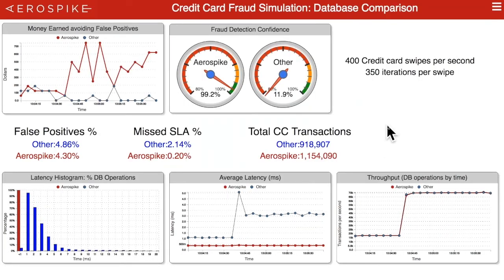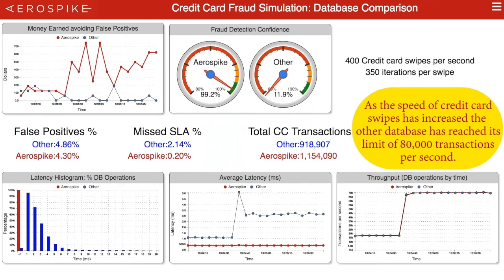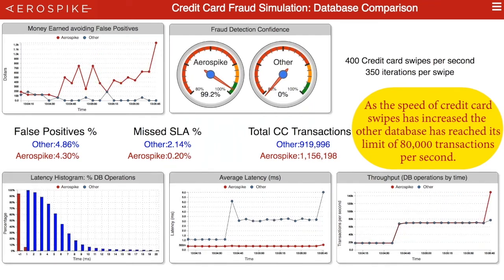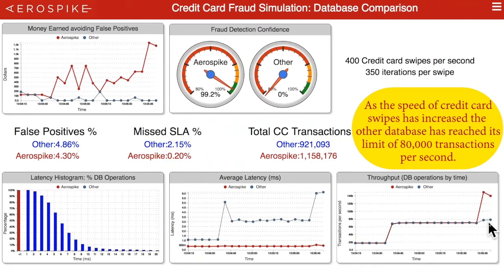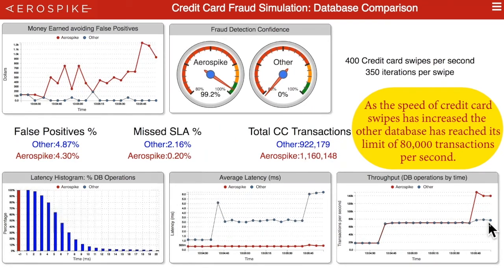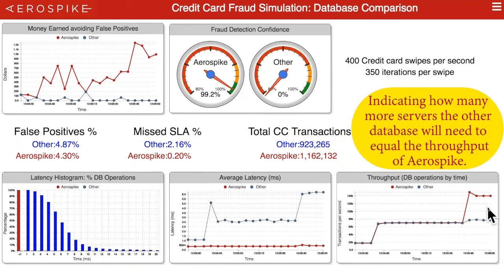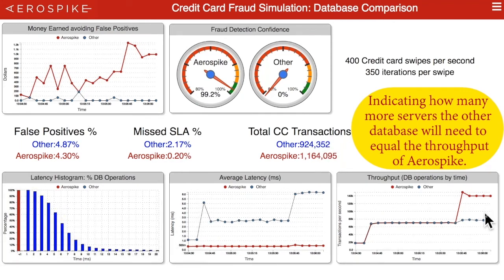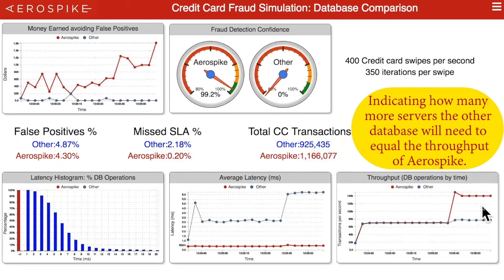So now we went up to 400 credit card swipes per second, 350 iterations per swipe, and now we can see that the other database has hit its limit of about 80,000 transactions per second. Again, this is divided by 3 servers. So this is an indication of how many more servers you will need with the other database to equal the throughput of Aerospike. This gap right here lets us know that.